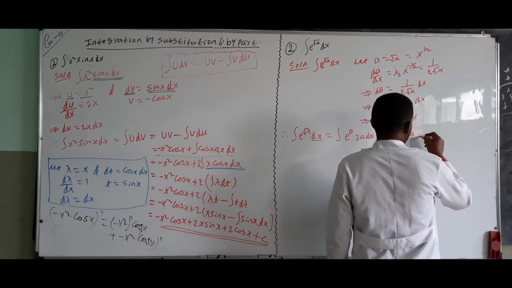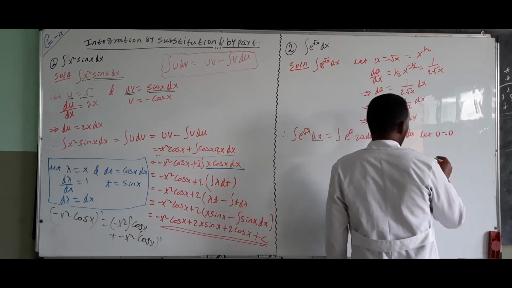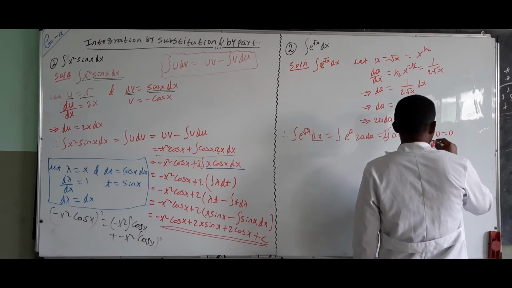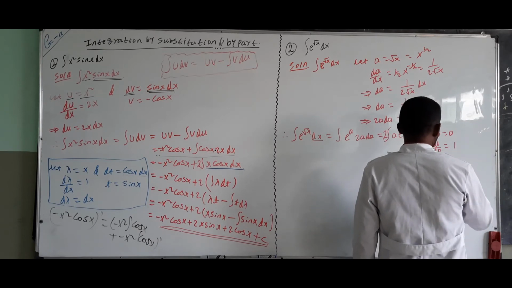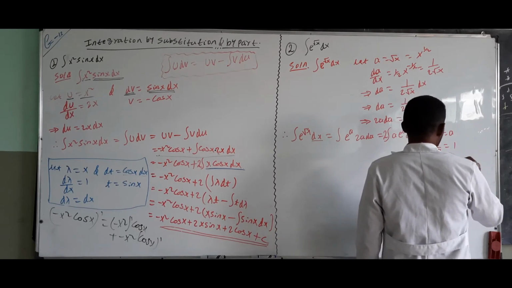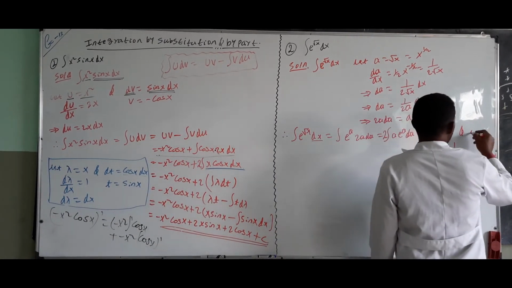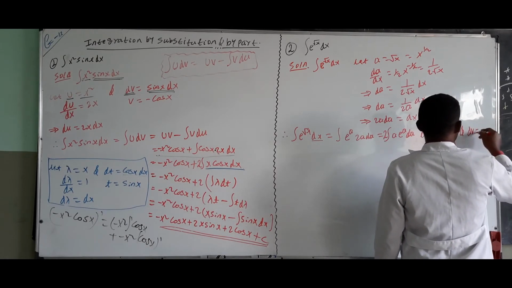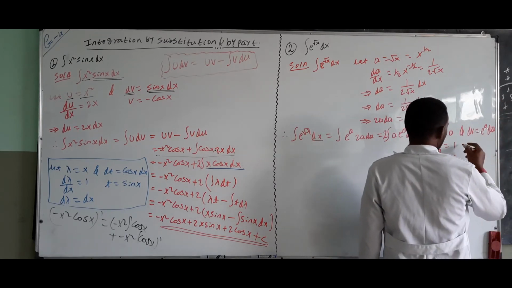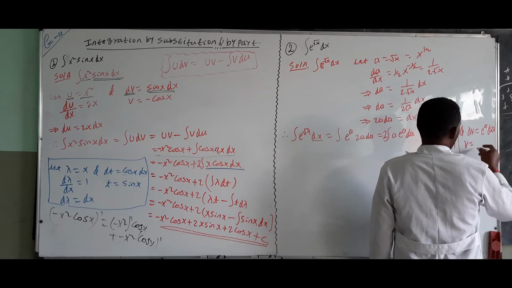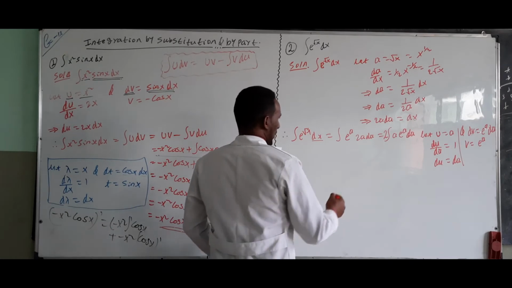Then let u is equal to a, du with respect to a is equal to 1, du is equal to dA, and dv is equal to e the power of a dA. When we integrate, it becomes v is equal to e the power of a.